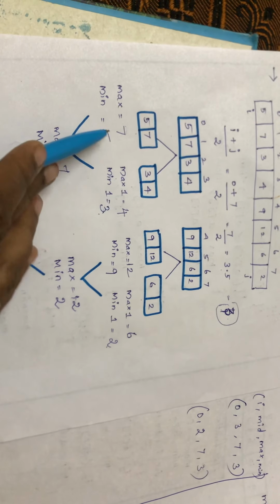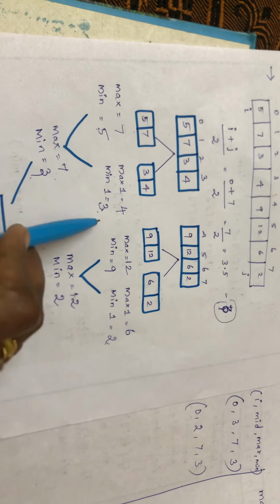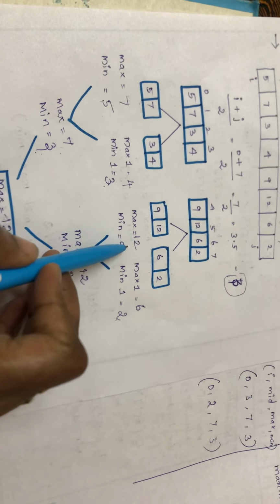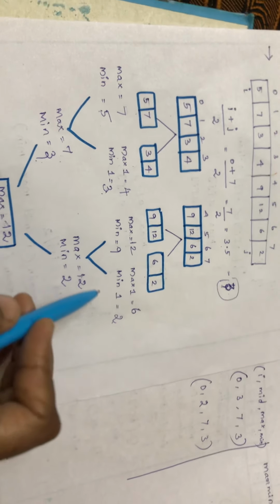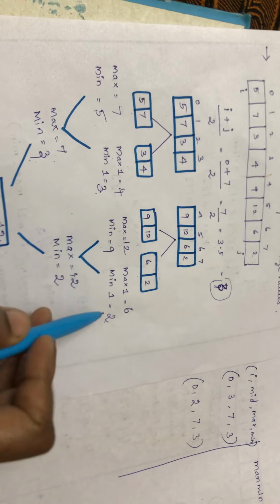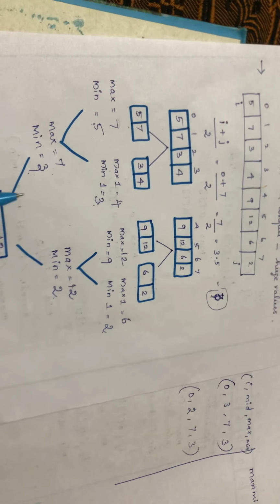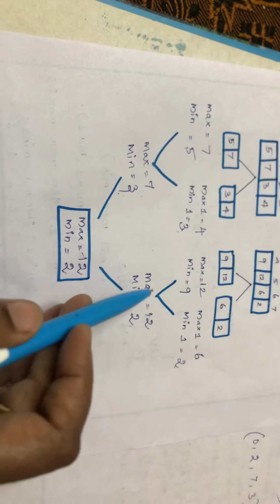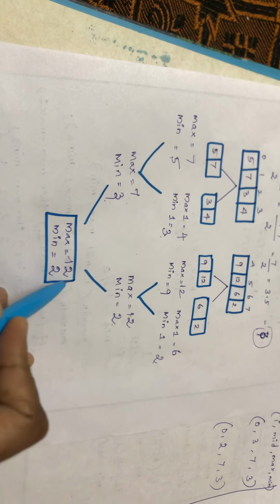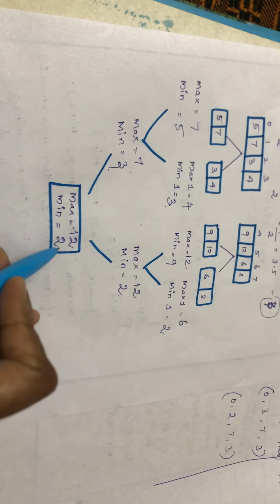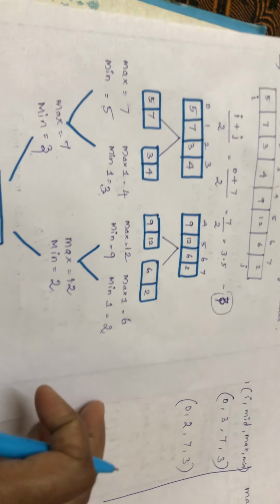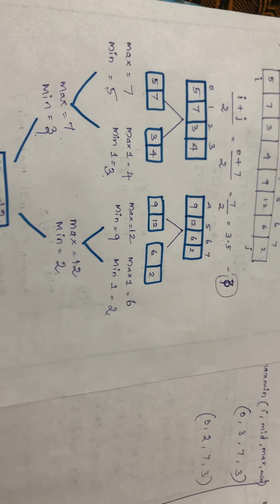7 and 4, the maximum value is 7; 5 and 3, the minimum value is 3. Here compare 12 and 6, the maximum value is 12; 9 and 2, the minimum value is 2. Finally compare these two, 7 and 12, 12 is the maximum value; 3 and 2, the minimum value is 2. Likewise we calculate using the divide and conquer method for maximum and minimum values.